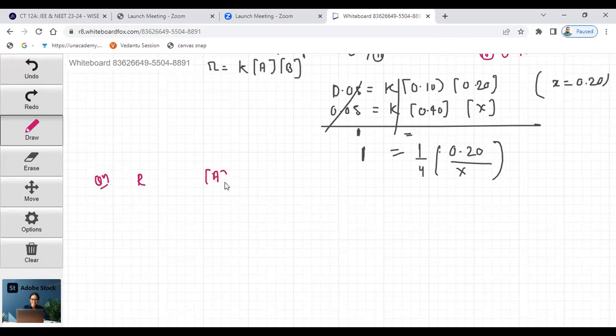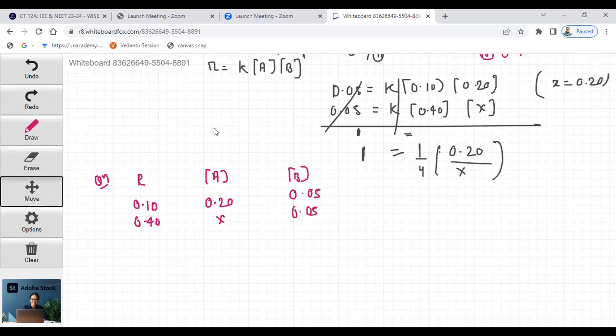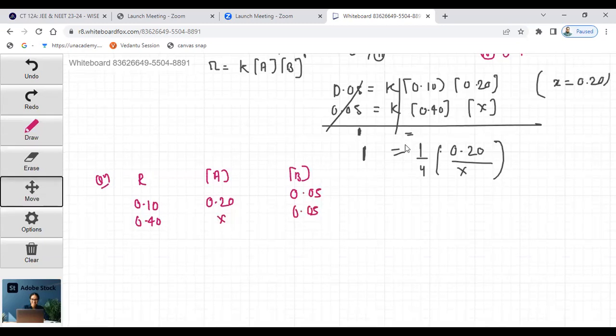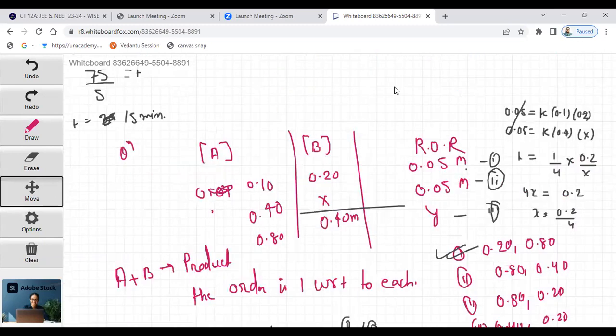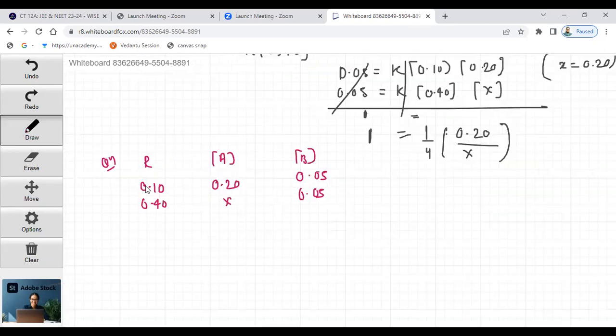R value, this is A value, this is B value. This is given as 0.10. This value will be given as 0.40. This value will be 0.2. This value will be X. The rate value will be written. Sorry, this is the B value. The mistake is that in the question, B value is given, and I mistakenly wrote that this is the rate value. So there was a mistake in the question. That's why we are unable to get the answer. This is the rate value.